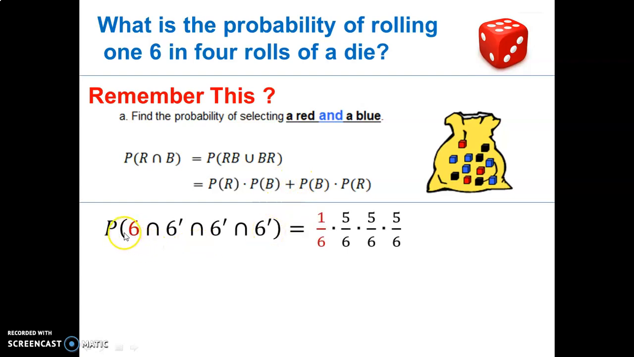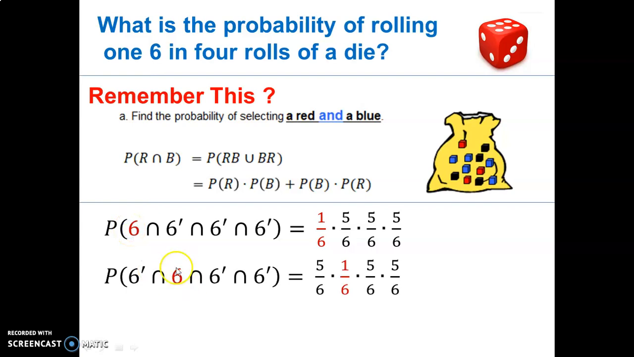So if we're looking for the probability of getting a 6 in 4 rolls, let's say you get a 6 on the first roll, and then not a 6, not a 6, not a 6. That's one series of rolls that can occur in your 4 rolls. That would be a 1 out of 6 chance of getting a 6, and then not a 6 is 5 out of 6, 5 out of 6, 5 out of 6. But that only gives you the situation where you rolled that 6 first.